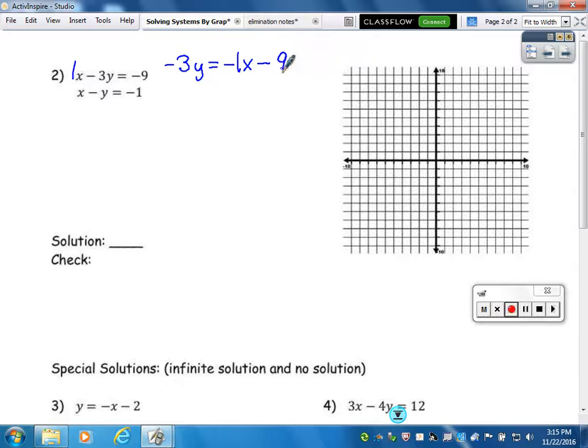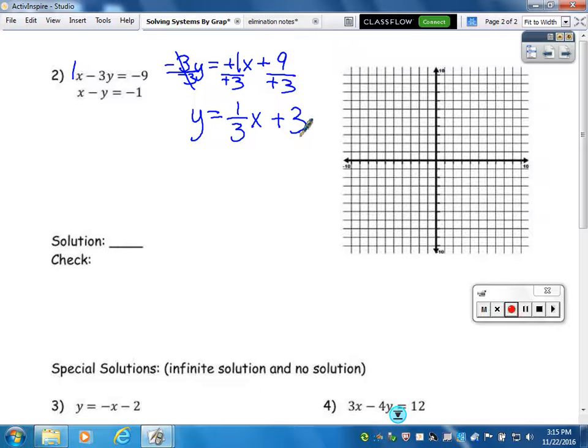Remember, if you want to switch the side of a term, you switch the sign of the term. Next up, I don't want the -3, so I need to divide by it. But if I divide this, I need to divide everything by it. So what I really have here is y is equal to, double negative cancels, 1/3 x plus 3. That's because 9 divided by 3 is still 3.